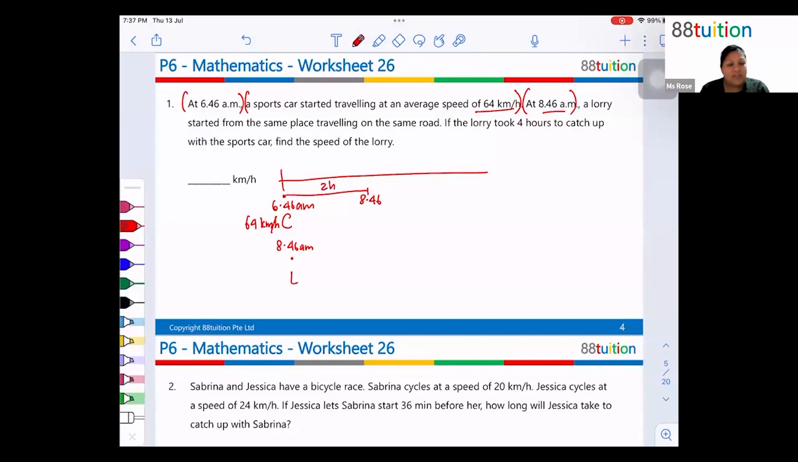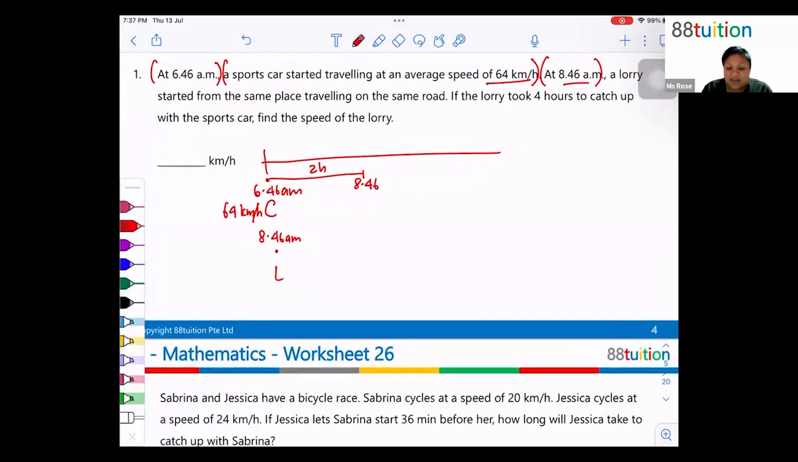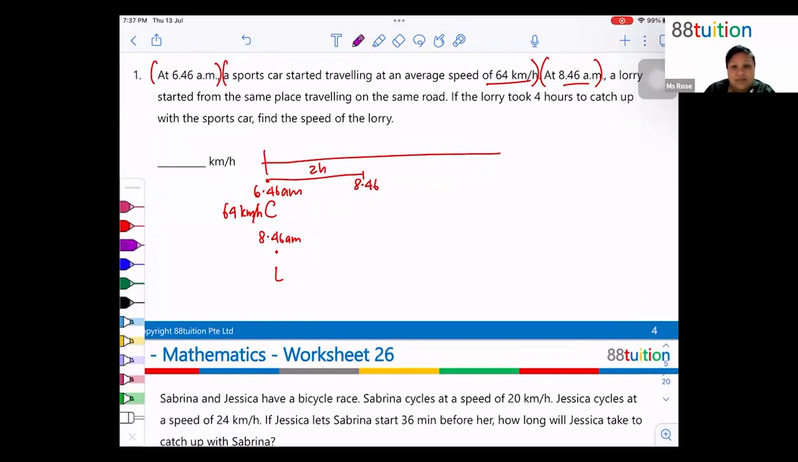Now, because we know that the speed of the car is 64 kilometers per hour, that means in 2 hours, what is the distance covered by the car? What's the distance covered by the car in 2 hours?